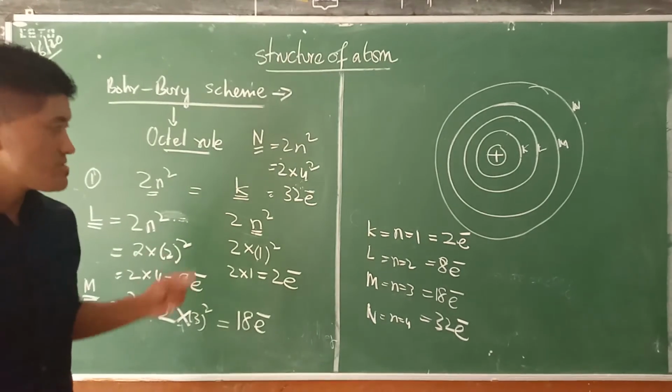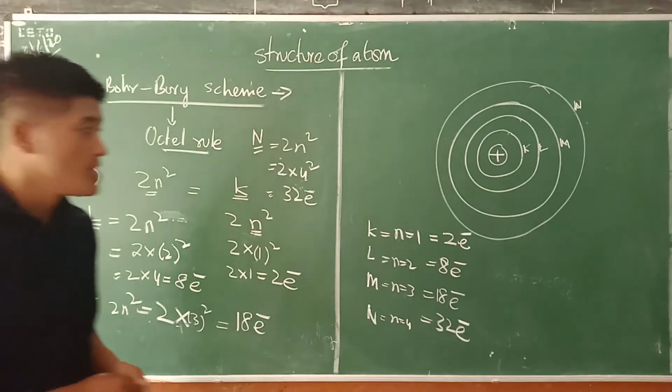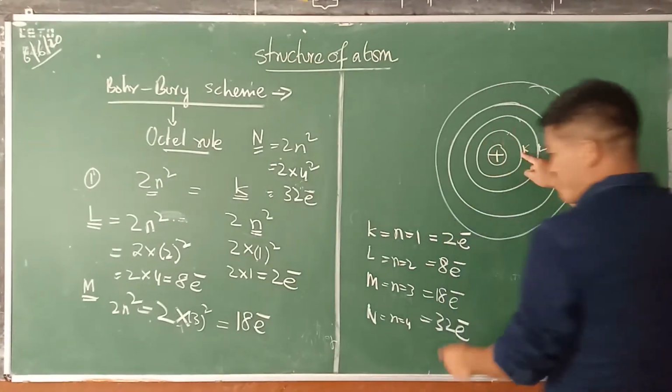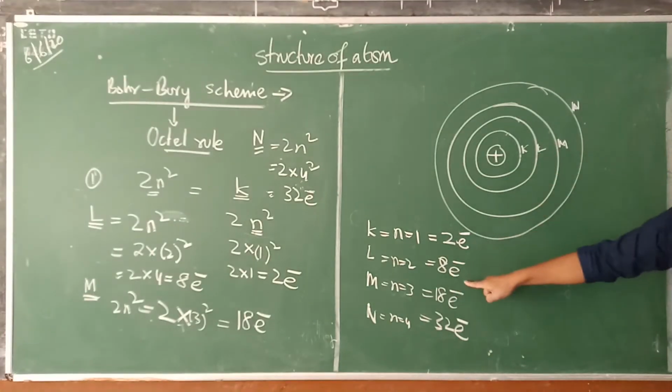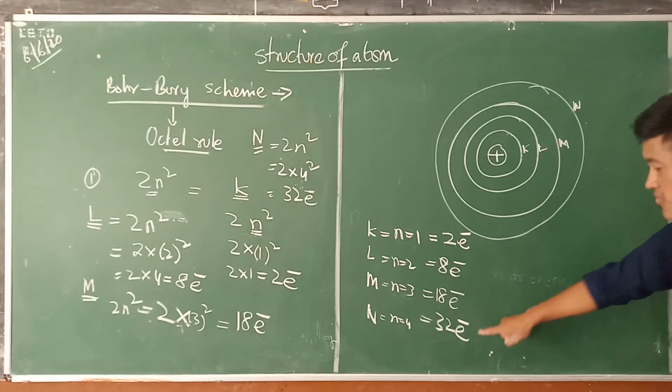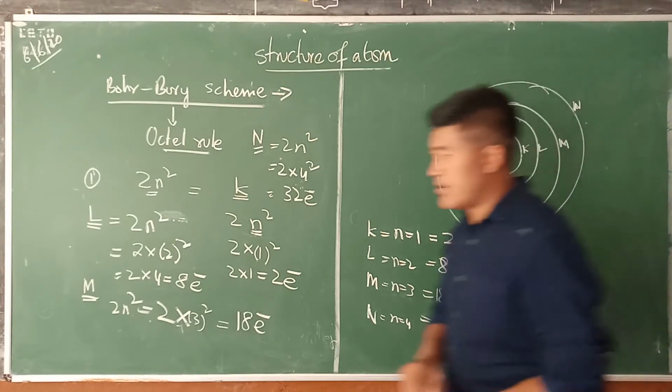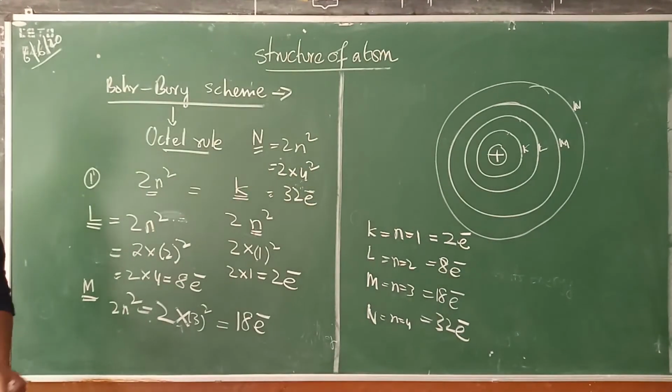Is that clear? This is the first rule which you should know. In the first shell, you can have a maximum of 2 electrons, second, 8 electrons, third, 18 electrons, fourth, 32 electrons. Is that clear? Okay. Now let us proceed to the second rule.